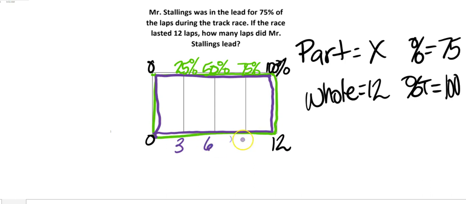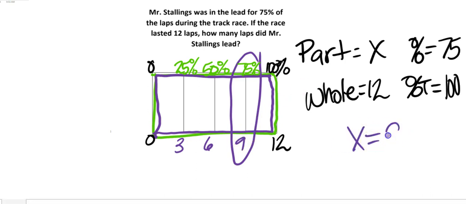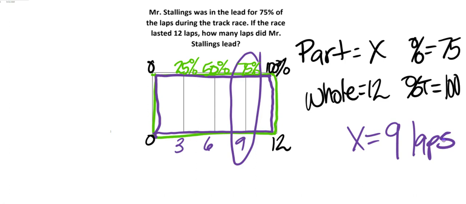3, 6, 9. Okay, so here's what we're looking for: 75% of 12. What you do is look for where it says 75% on our bar model, which is right here, and I circle it. So 75% of 12 is 9. Our x, our part, equals 9 laps. So Mr. Stallings was in the lead for 9 laps of the race. That's how you use top box, bottom box to find a part of a whole using a percent bar model.